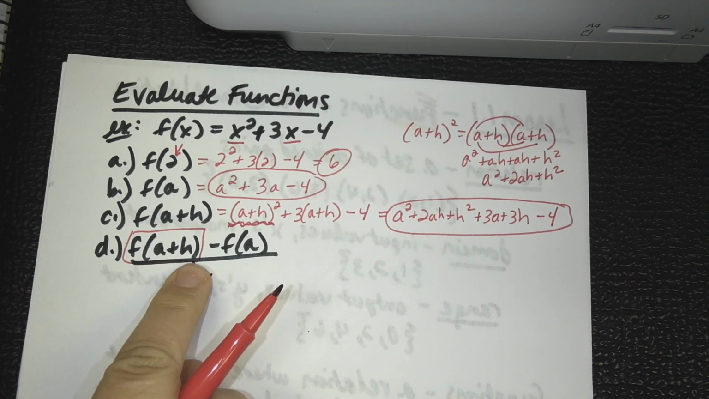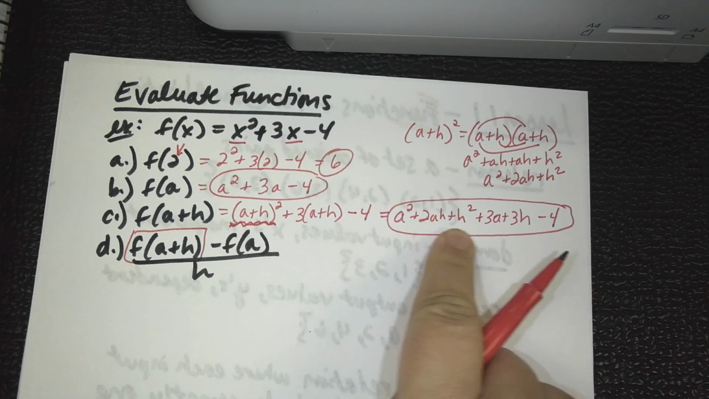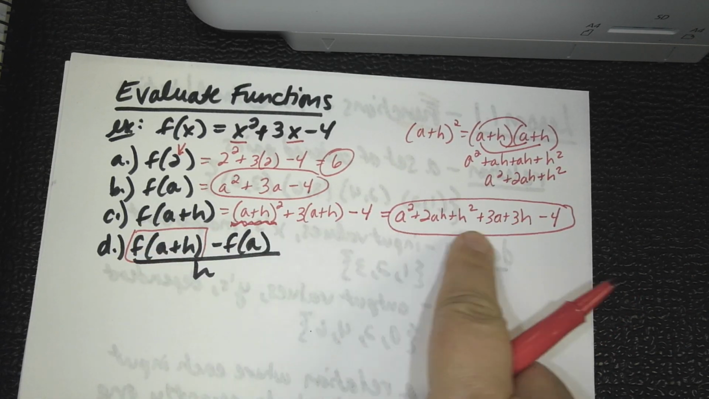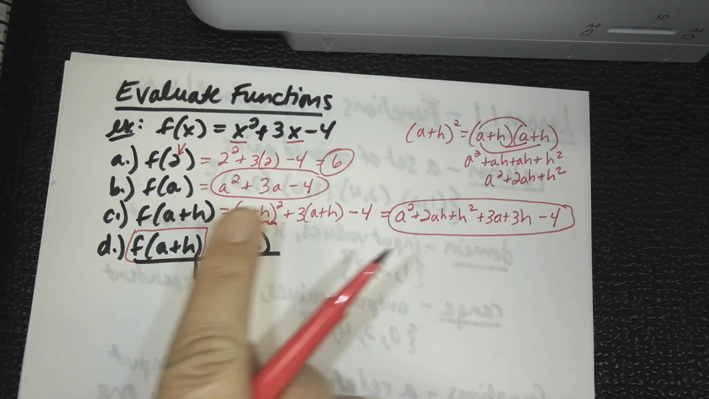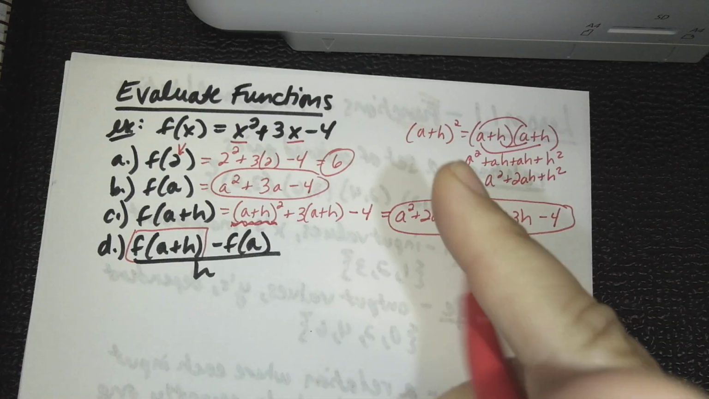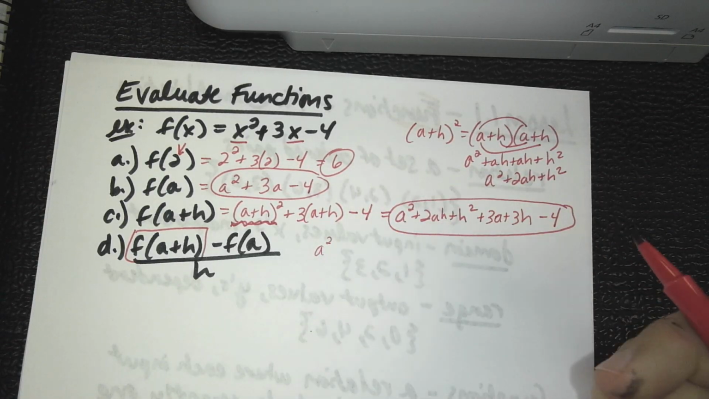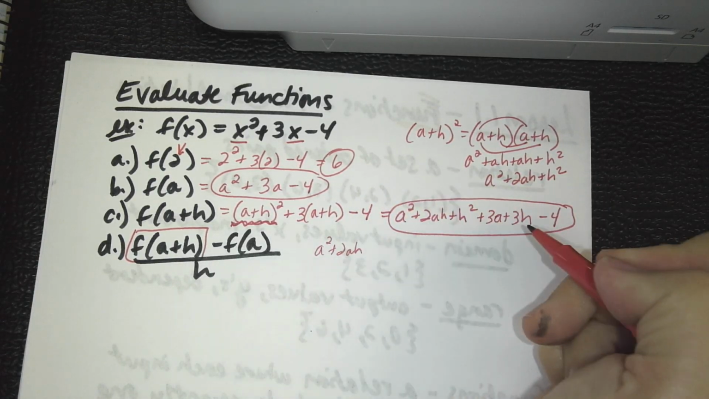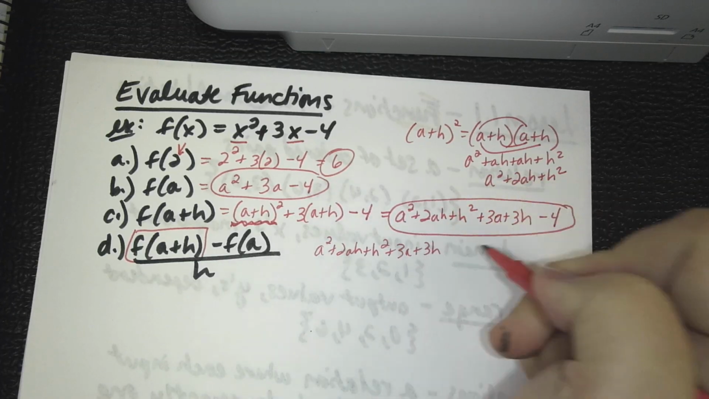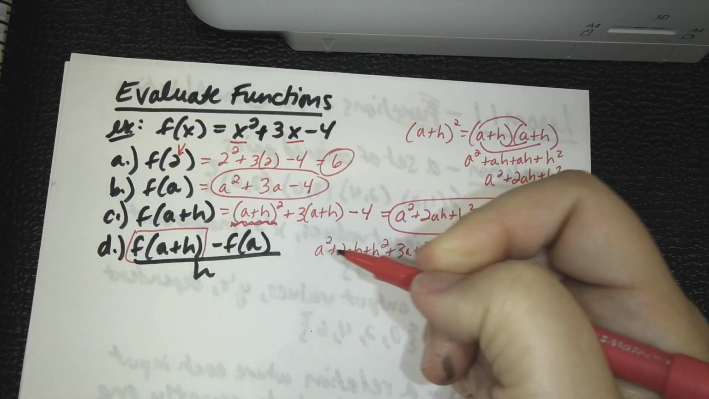What is this, though? Isn't this the problem we just did up here? Isn't that what that is? So couldn't I just replace this with that? Yes. You just did that right there. Look, we just did it. Okay, so I'm going to write a squared plus 2ah plus h squared plus 3a plus 3h minus 4. Okay, that's what that is.